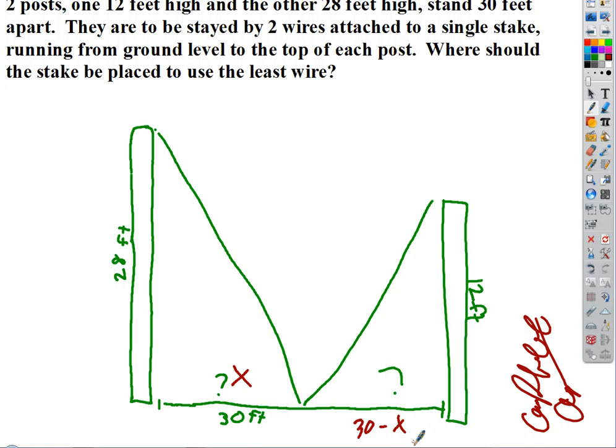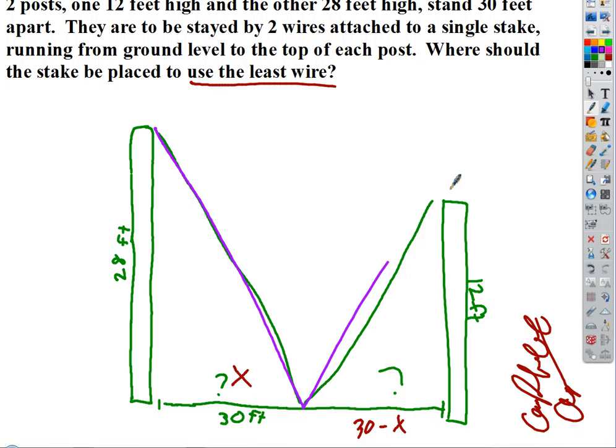Now we've got to come up with an equation. Actually, our primary equation. What is it that we're trying to minimize or maximize here? The wire. We want to use the least wire, so that's a minimum. We've got to come up with an equation for that quantity. If I were to draw that distance in purple, it's this whole thing right here. That's what we have to represent, that total distance.